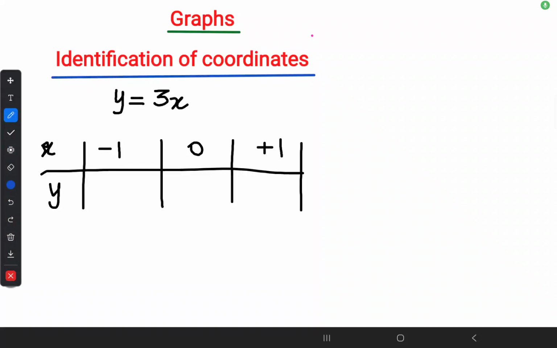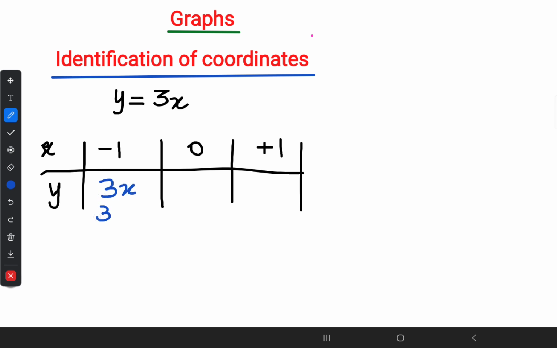First of all, the graph equation is given: y equals 3x. Identification of coordinates, that's what you need to do first. When x is -1, what would be the y value? From our graph equation, we can identify the corresponding y value. Y should be 3 times x.